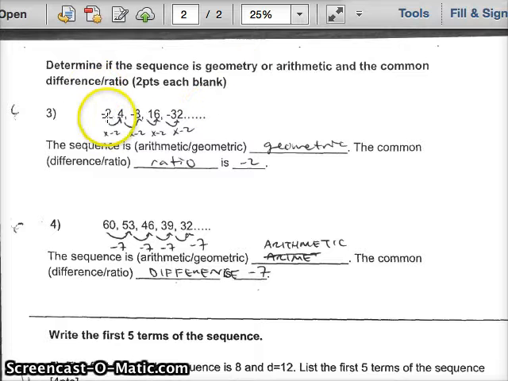So I recognize that when I'm going between each of these numbers that I'm multiplying by a -2. The reason why I see that is because I see it alternating, negative, positive, negative, positive, negative. So -2 times a -2 gives me +4, +4 times -2 gives me -8, -8 times -2 gives me a +16, 16 times -2 gives me a -32.